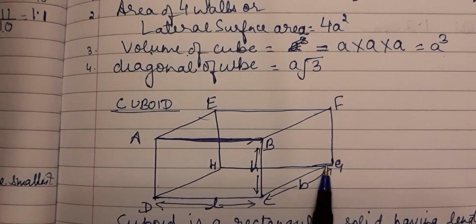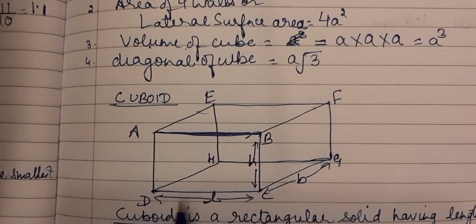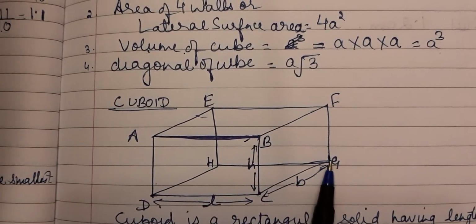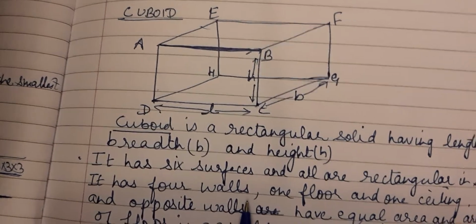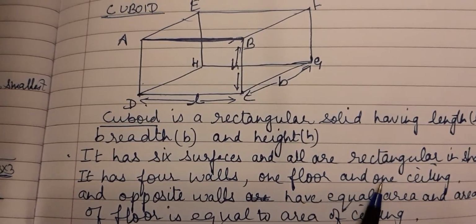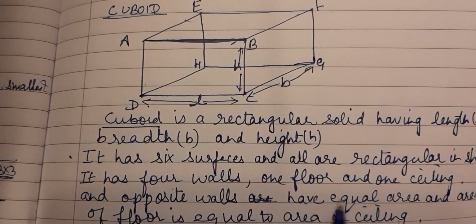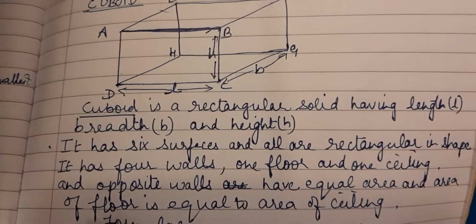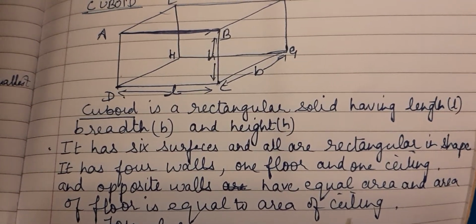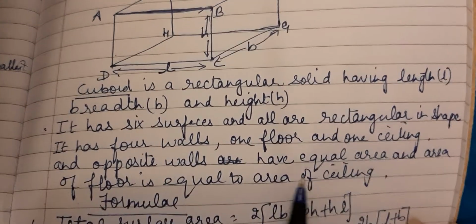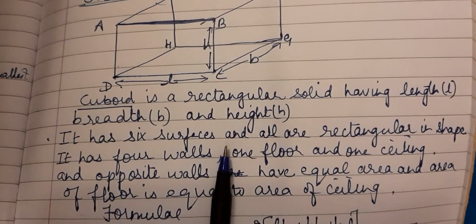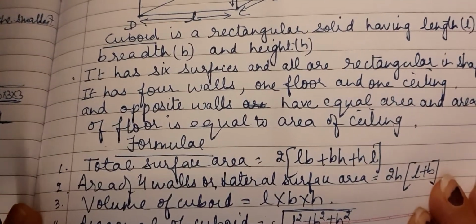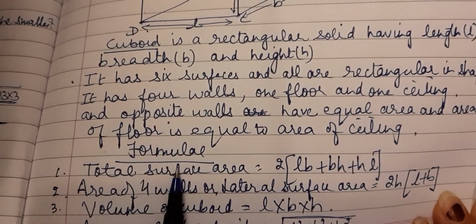And the area of the floor, which is CDHG, will be equal to the area of the ceiling, which is BAEF. So it has 4 walls, 1 floor and 1 ceiling, and opposite walls have equal area, and area of floor is equal to the area of ceiling. This is all I have told you about a cuboid. Now we are going to do some formulae for cuboid also.